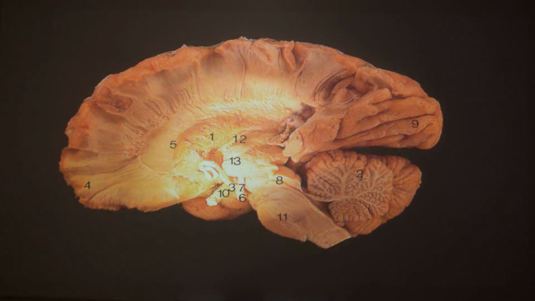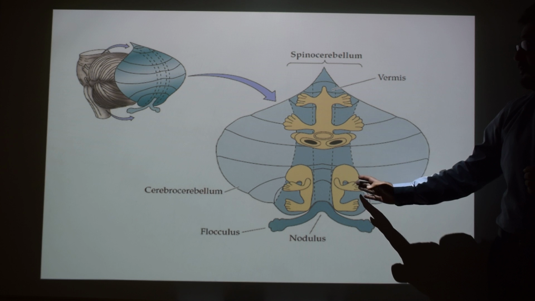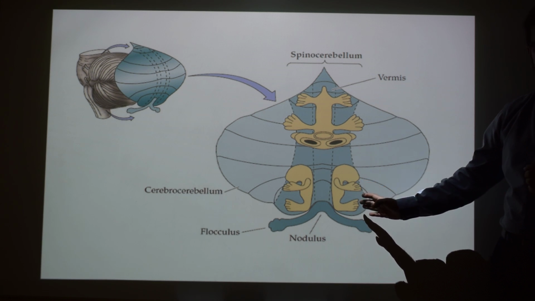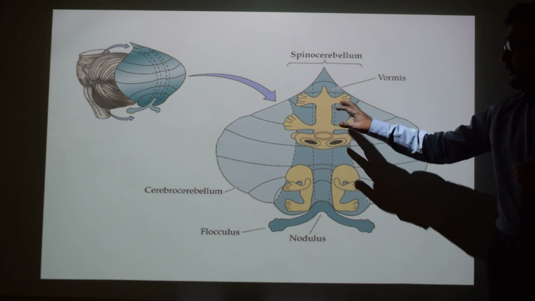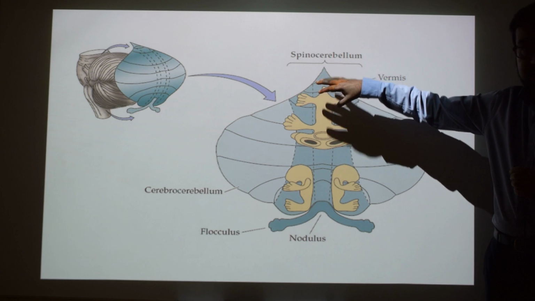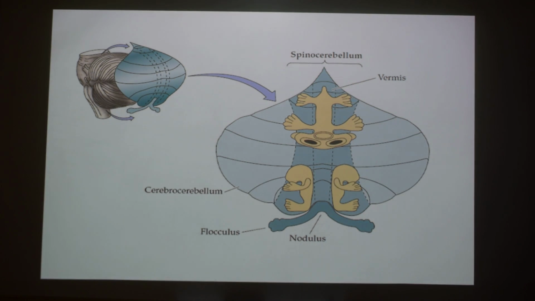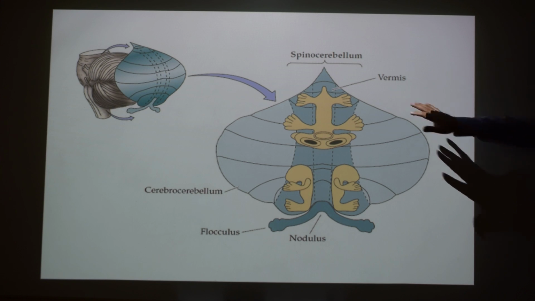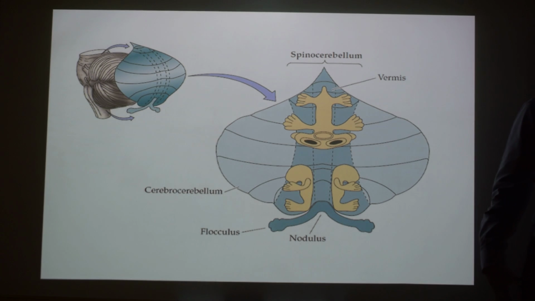Doctor? Yes. Is it the same for the legs that are above and below? Yes. Here what it is representing is that the lateral portion is representing the limbs and the central portion is representing the head and the trunk. But here it is representing that the anterior portion of this area is representing the lower limbs. So if the anterior portion of the cerebellum is affected, you would have leg ataxia.